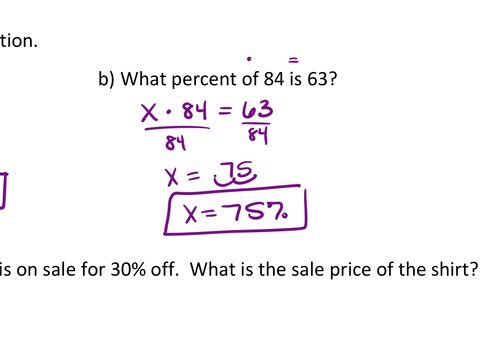Okay, and again, that makes sense. 75% of 84 should be around 63.